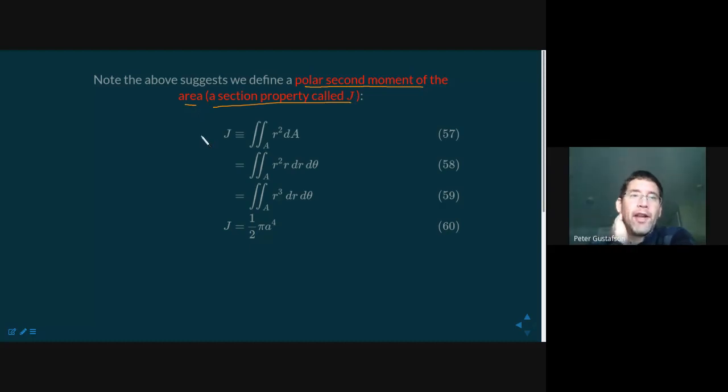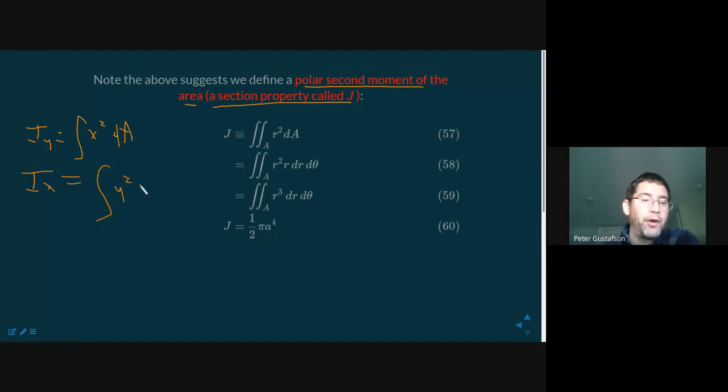Okay, it's almost like the area moment of inertia with respect to X, or the area moment of inertia with respect to Y. In fact, it's very much related to both of those two things. Just for reference, if we said Iy was equal to the integral of x squared dA, and Ix was equal to the integral of y squared dA, and then you did the integral of x squared plus y squared dA, you get J.